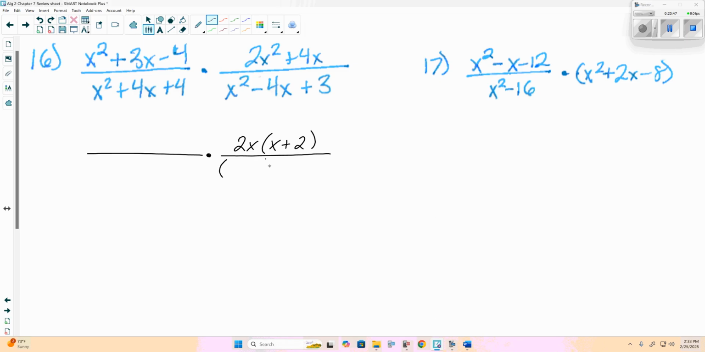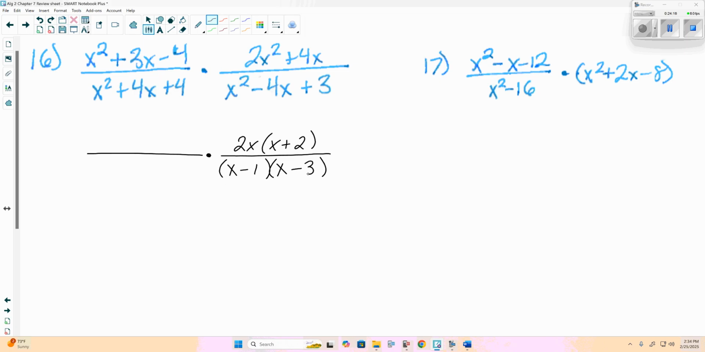Well, we can go on and factor the denominator, x squared minus 4x plus 3. Third term's positive, so the signs are the same and match the sign of the middle term. Negative and negative. Factors of x squared are x and x. Factors of 3, 1 and 3. And incidentally, those are indeed the correct factors. If we check, we'd have negative 3x minus x, which is indeed negative 4x.